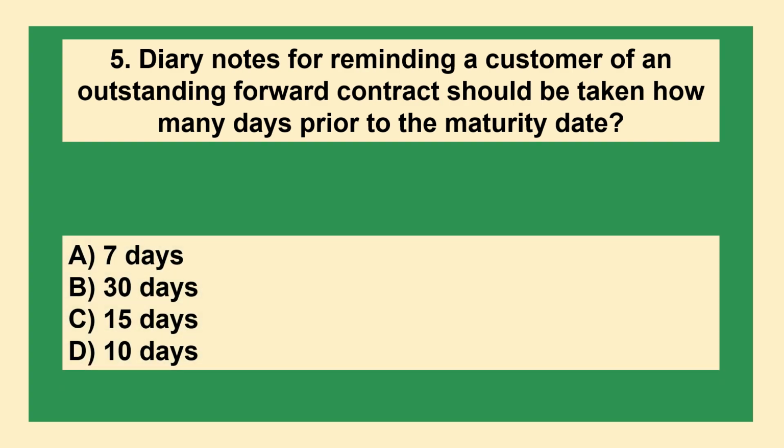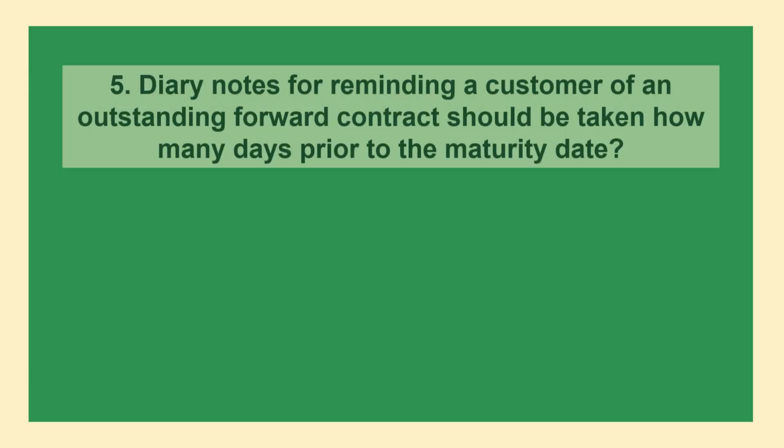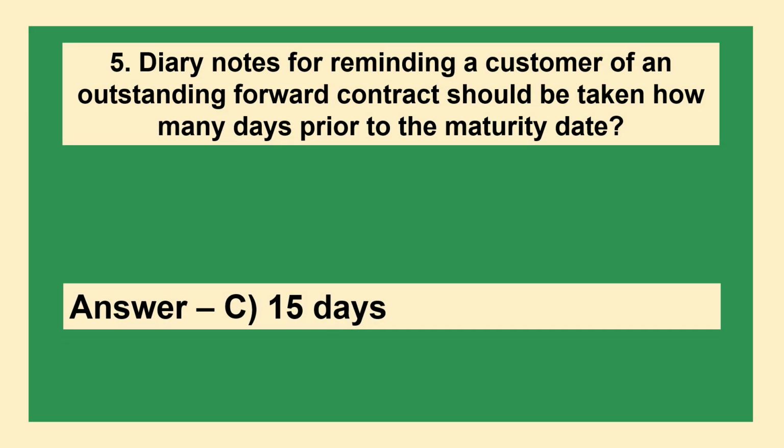Diary notes for reminding a customer of an outstanding forward contract should be taken how many days prior to the maturity date? Option A 7 days, option B 30 days, option C 15 days, option D 10 days. The answer is option C, 15 days.